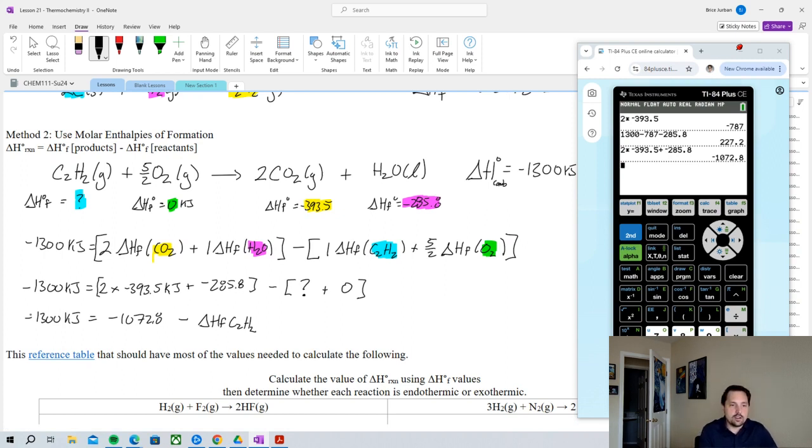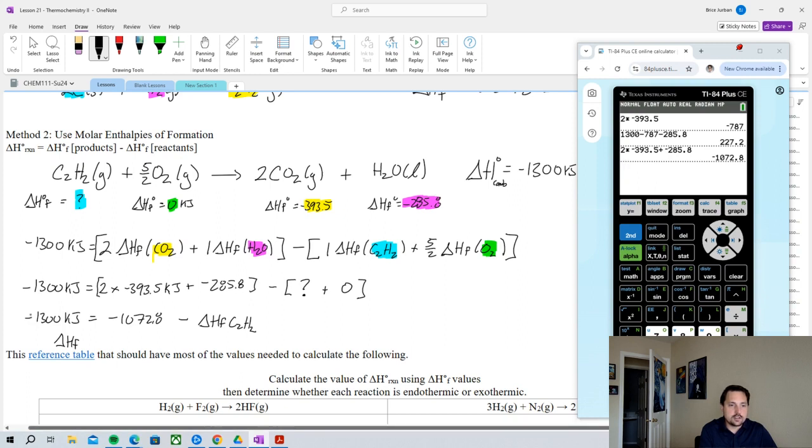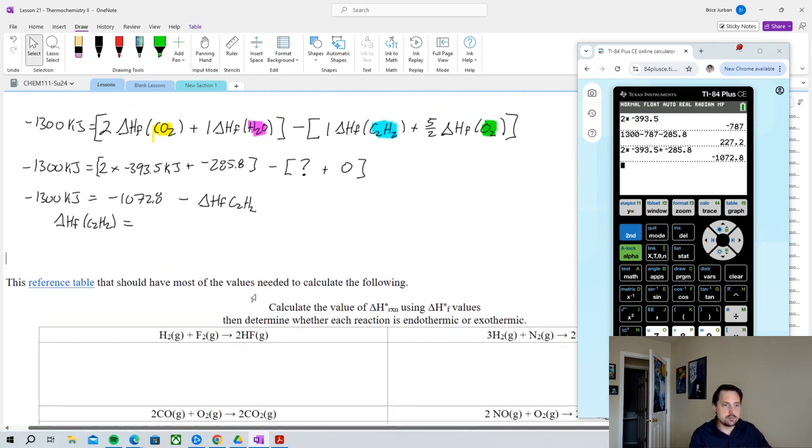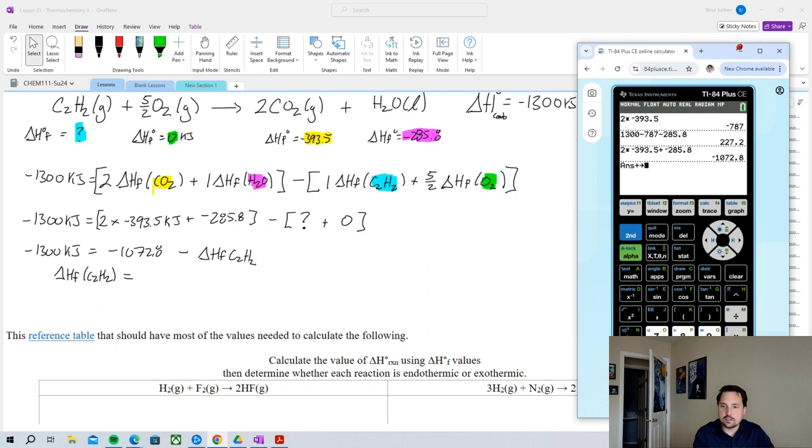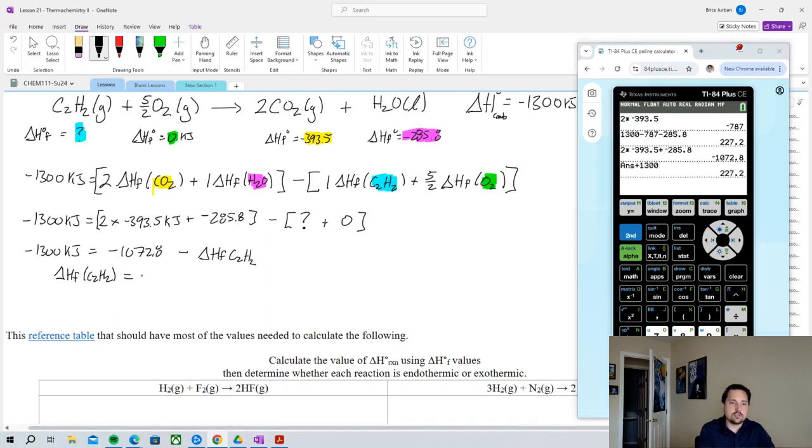Okay, sweet. So now all I need to do is move the heat of formation to the other side, and move the 1300 to the other side. And what do we get? We get the same value, 227.2. And I think this method is a lot more straightforward. So let's practice this with a couple other problems, and let me show you that.